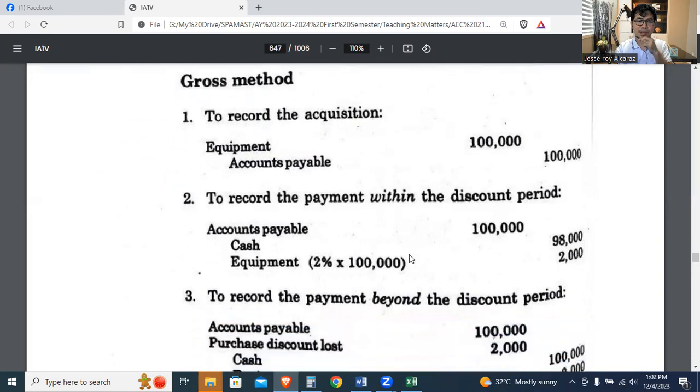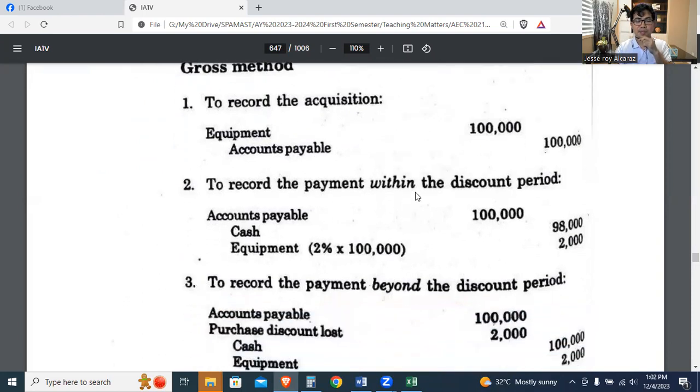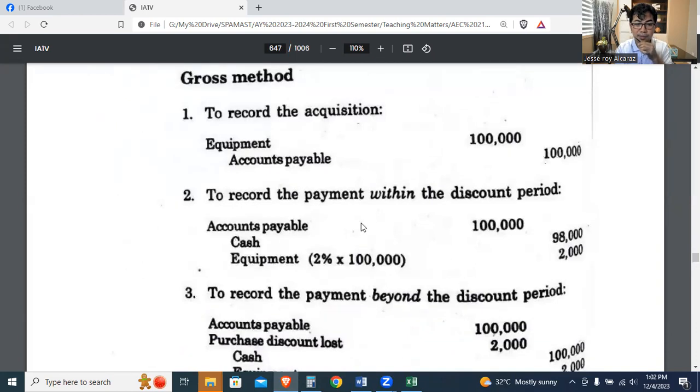So the gross method, to record within the discount period. If within the discount period, then what we pay is only 98,000 pesos because we are availing of the 2,000 pesos discount. Okay, look at how we record this in the gross method if the discount is availed. Debit, accounts payable, 100,000. It will reduce our accounts payable by 100,000 since our payable is 100,000. Then, the cash paid is only 98. And then, the 2,000 is a reduction of the asset.